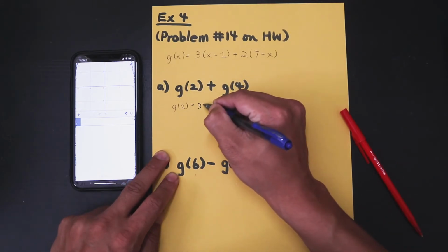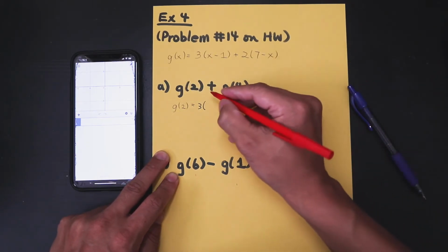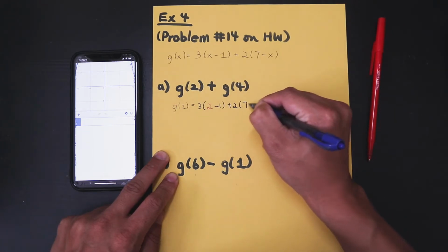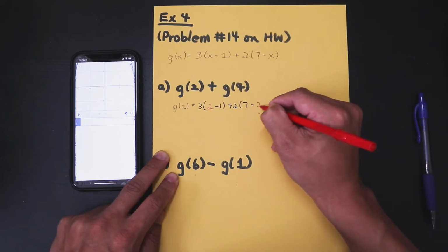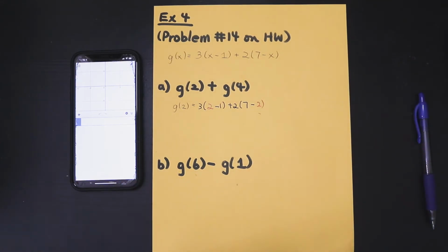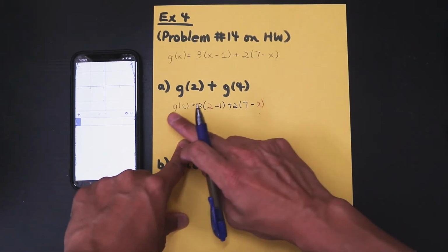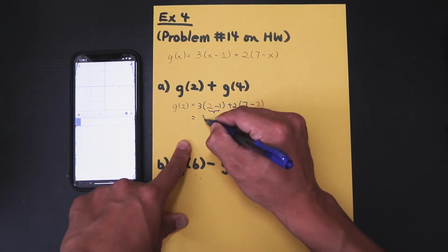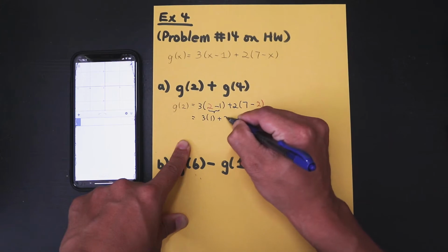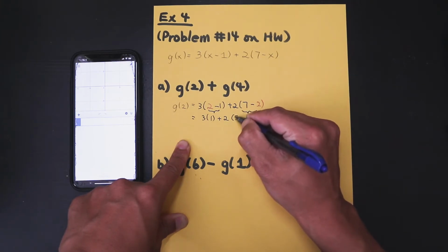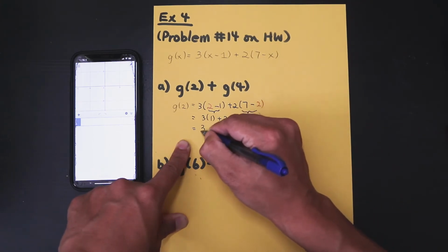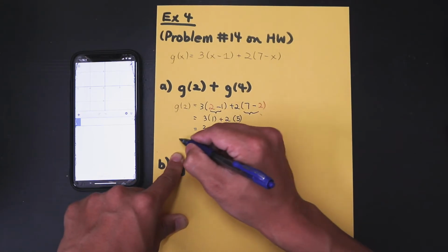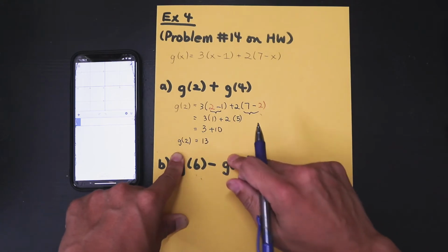You're going to replace all the x you see with the number 2, and then minus 1, plus 2, and then 7 minus 2, like this. And then use order of operations to simplify these expressions. So g of 2 will equal, let me see, 2 minus 1 is 1. So 3 times 1 plus 2 times 5, like this. Well, 3 times 1 is 3, 2 times 5 is 10, then 3 plus 10 is 13. So that means g of 2 is 13.